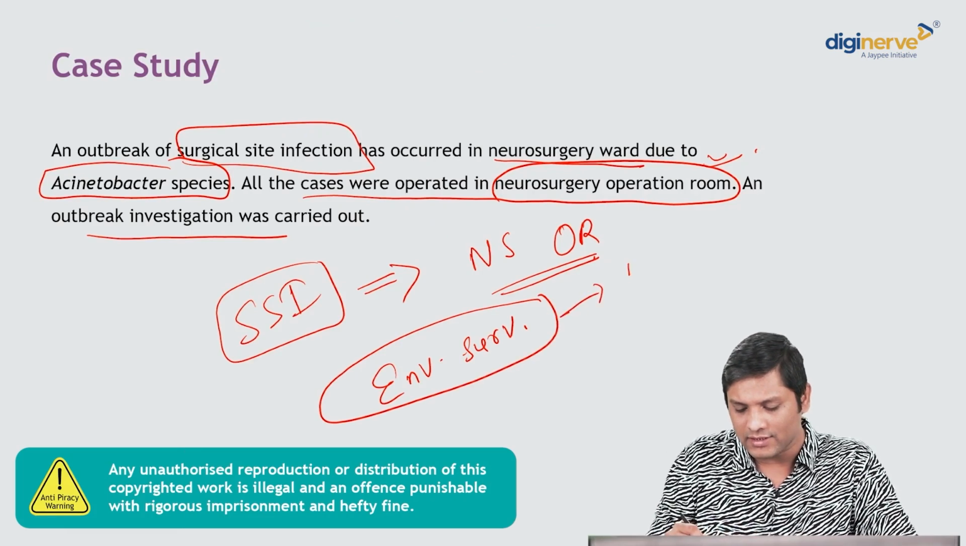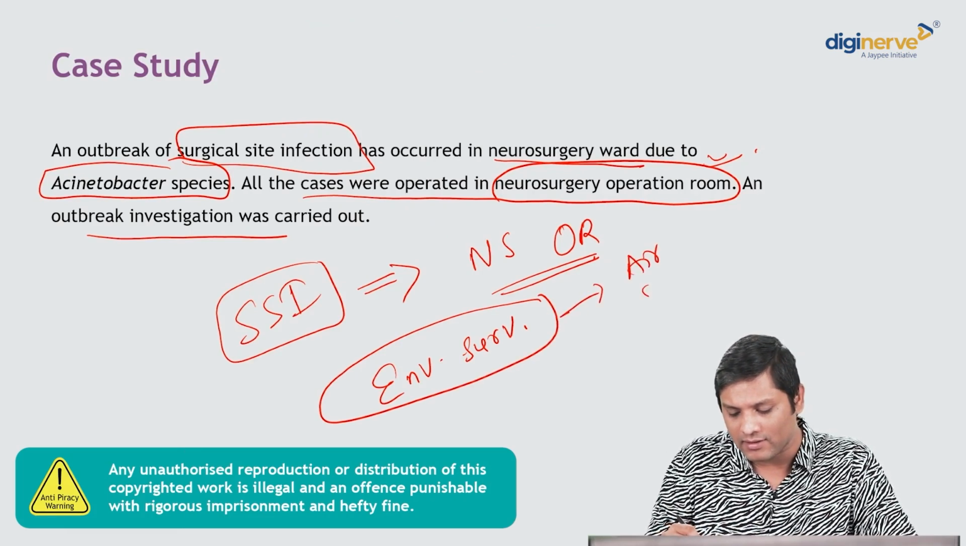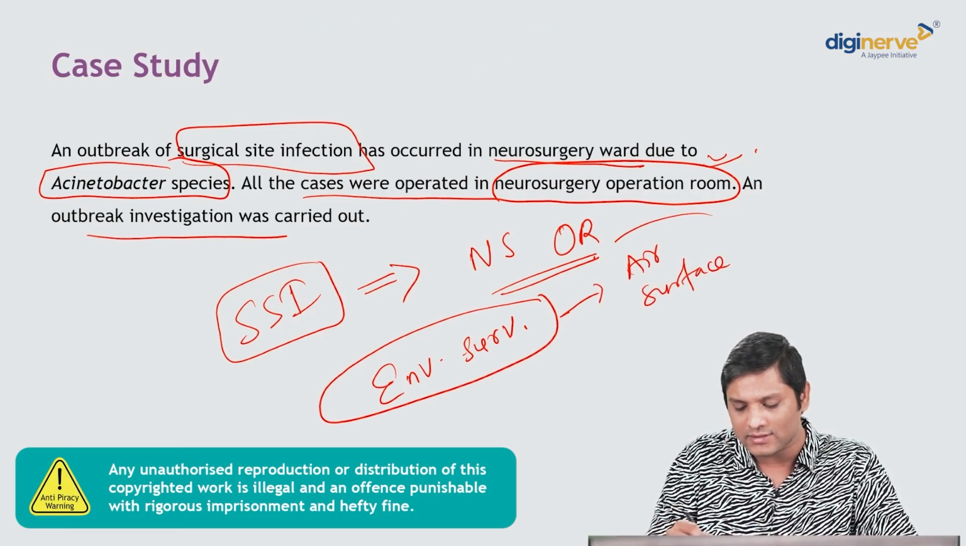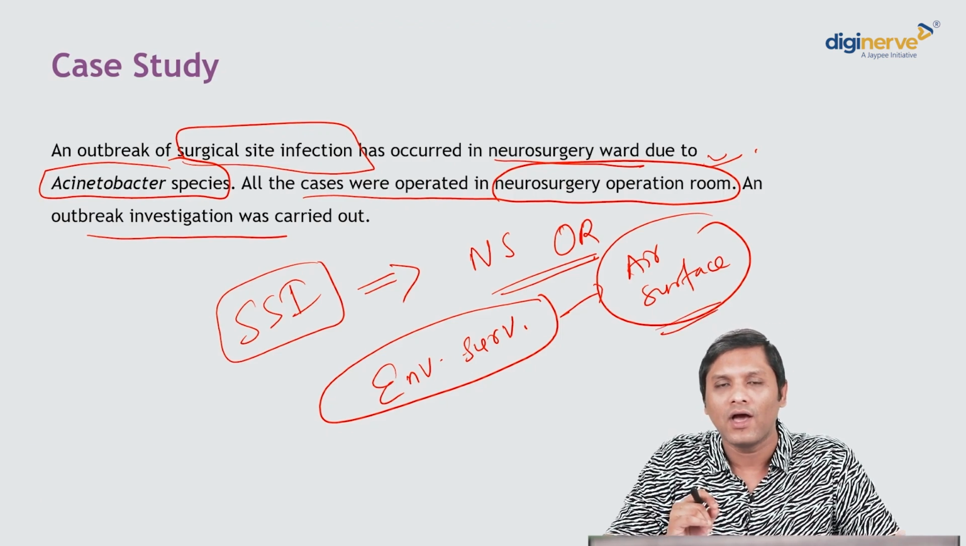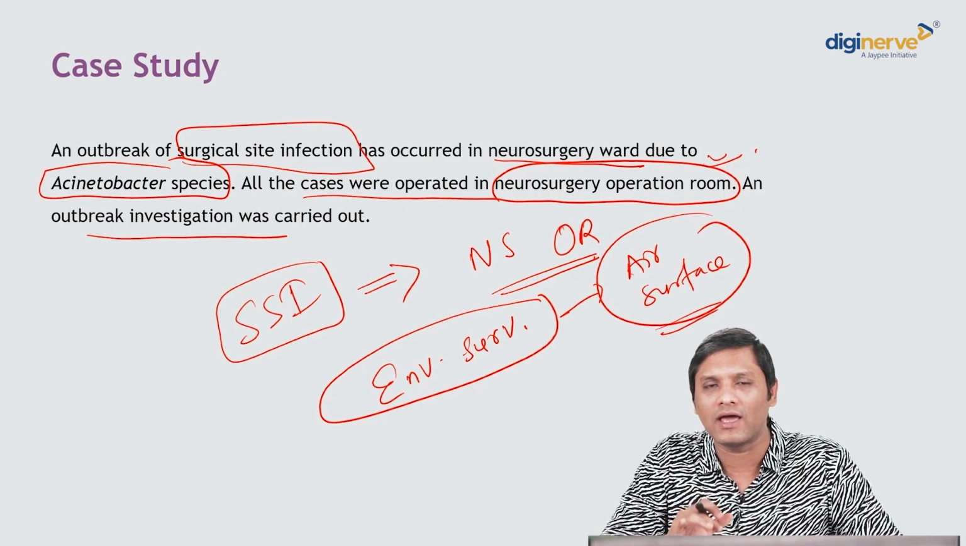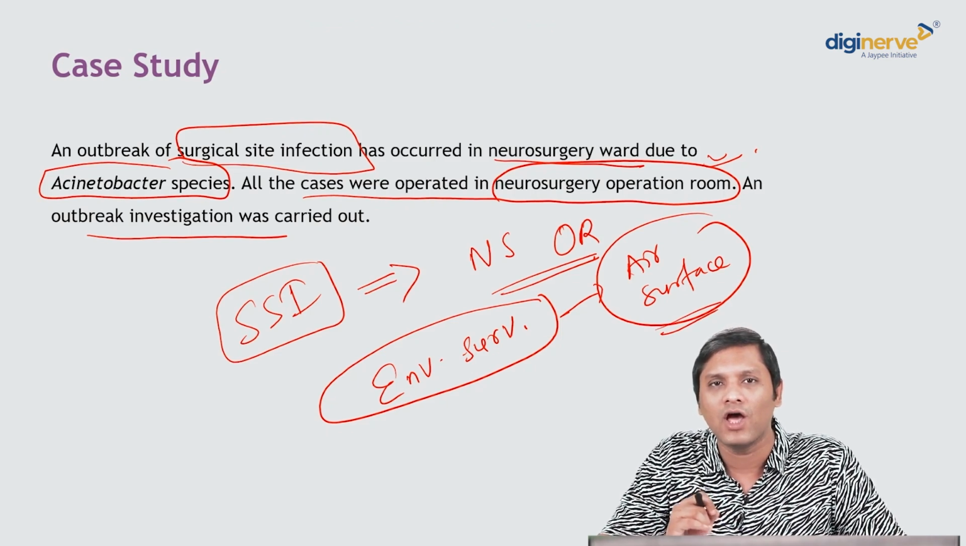Okay, where you have to see whether the air microbiology and surface microbiology of the operating room, you have to study properly, whether there is a contamination of the air or the surfaces, you have to examine thoroughly. So today's session is on environmental surveillance.